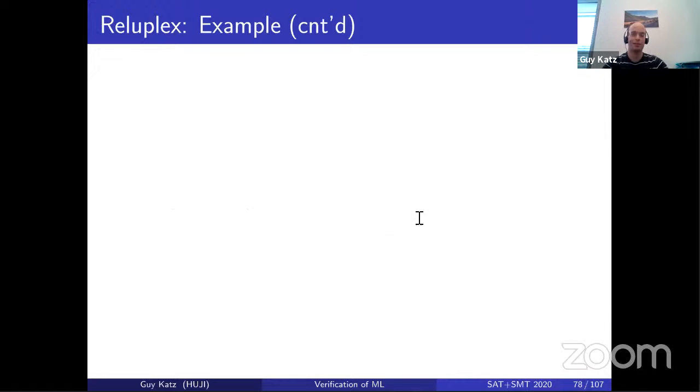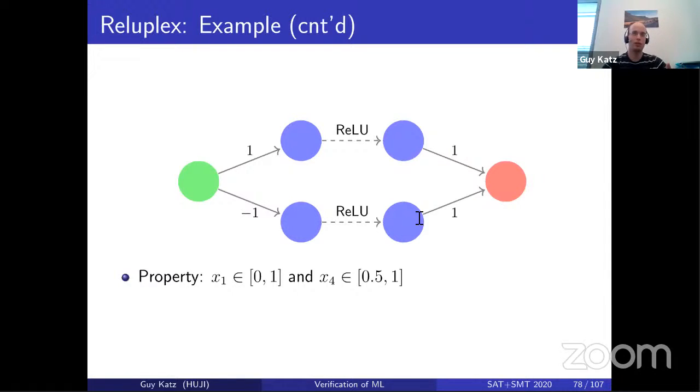And what this means is that the assignment that we found is the counterexample. That's the satisfying assignment. And indeed, if we take the neural network that we started with and we assign the values that we got, we see that everything is satisfied. Right? So the input is between 0 and 1, the output is between 1/2 and 1, and all of the ReLU constraints along the way are satisfied.